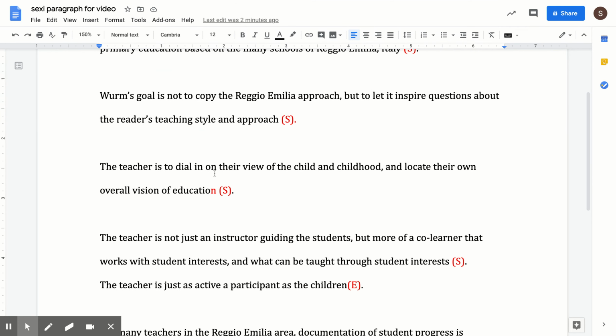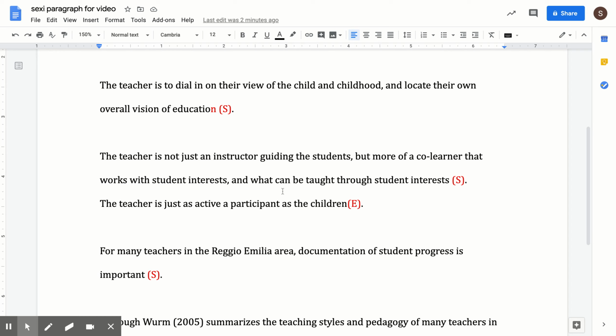It's also reminding us, the author is also reminding us that the role of you, the reader, the teacher who's reading this book, really is going to have to pay more attention to what they think and how they position the child and childhood in education, right? So this is what you, the reader, need to reflect upon, right?